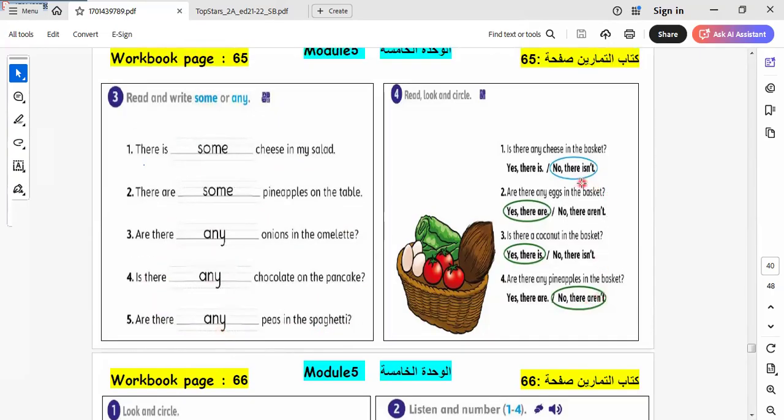Let's do this exercise. Is there any cheese in the basket? No, there isn't. Are there any eggs in the basket? Yes, there are. Is there a coconut in the basket? Yes, there is. Are there any pineapples in the basket? No, there aren't.